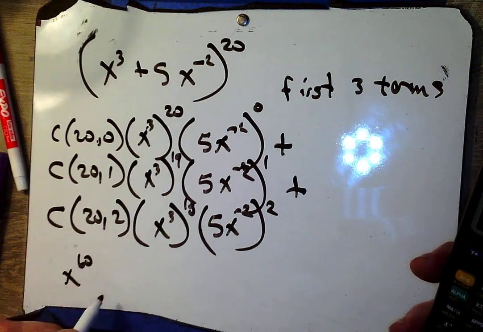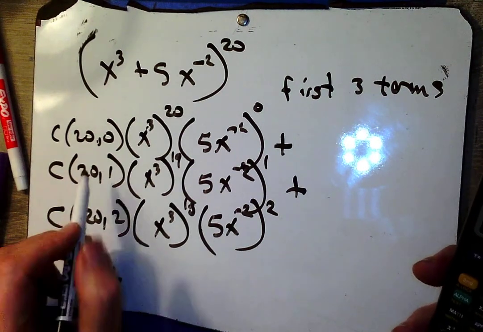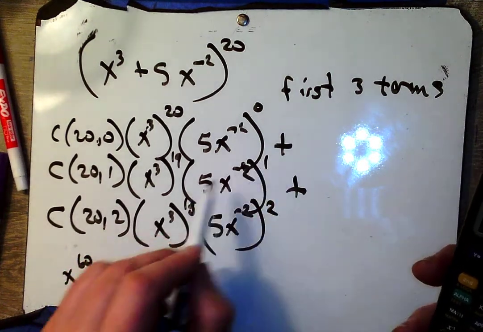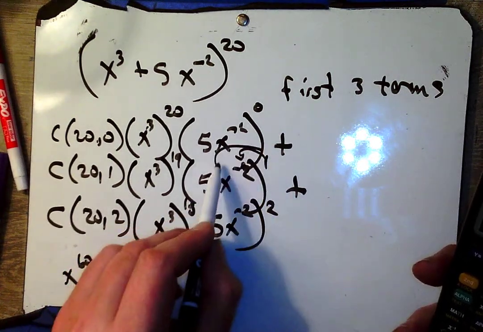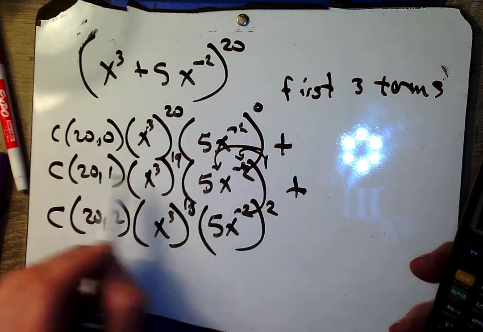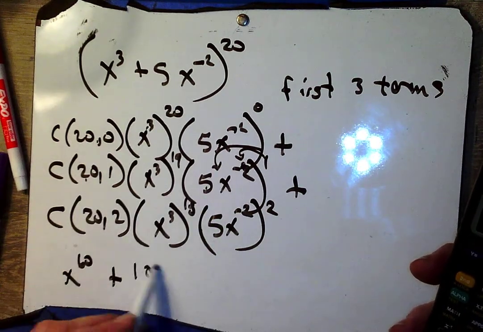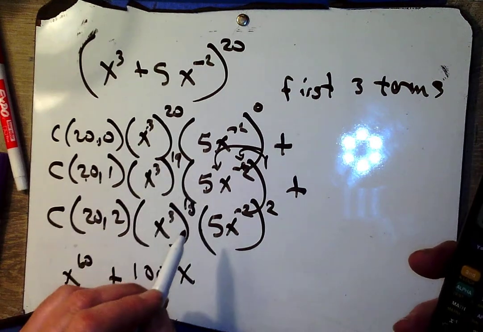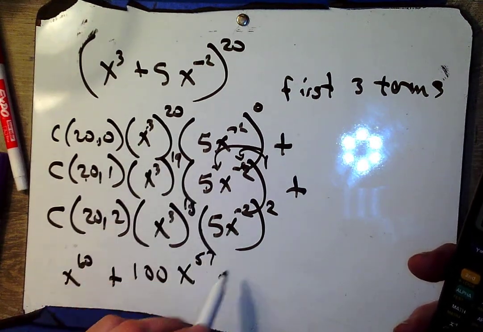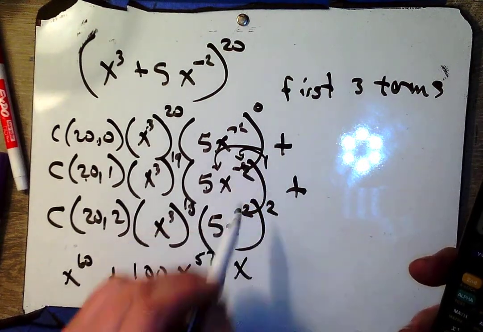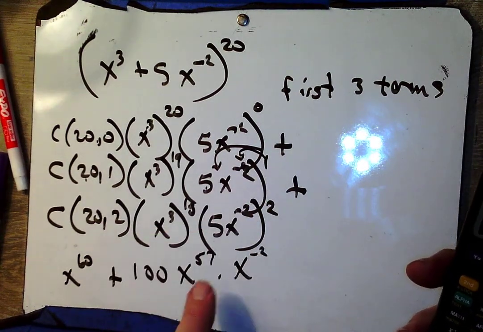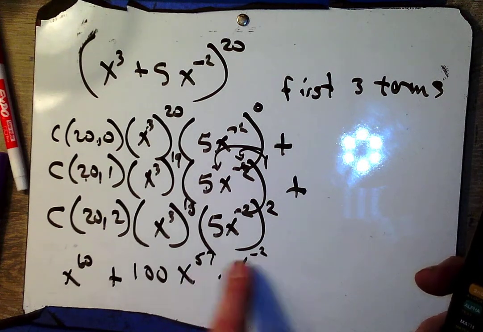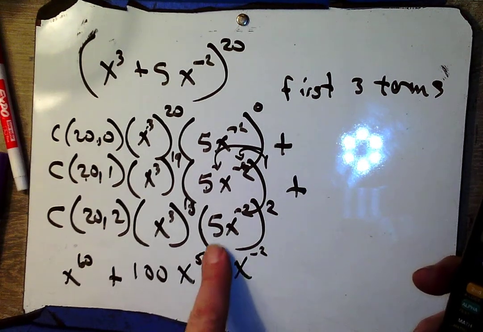So x to the 60 plus 20 times 5, right? Because that 1 has to come here and here. So I've got 5 times 20, which is 100. I've got x to the 57th times x to the, raise a power to a power and multiply, minus 2, right? Because I'm multiplying and the bases are the same, so I can add those exponents. This becomes 55.